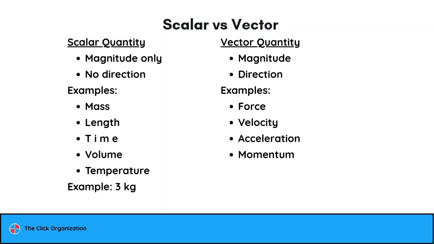Now let's look at vector quantities. A vector quantity has both magnitude and direction. Examples may include force, velocity, acceleration, and momentum. For example, saying that a car is moving at 60 kilometers per hour is not enough to describe its velocity. We must also specify the direction, such as east or north. So remember, scalars tell us how much, but vectors tell us how much and which direction.